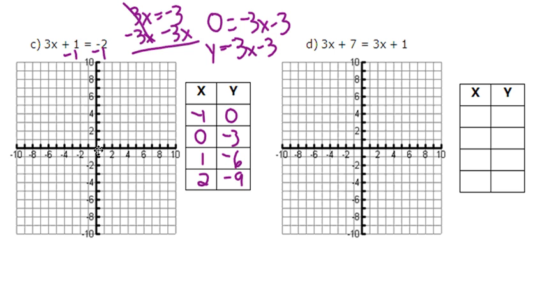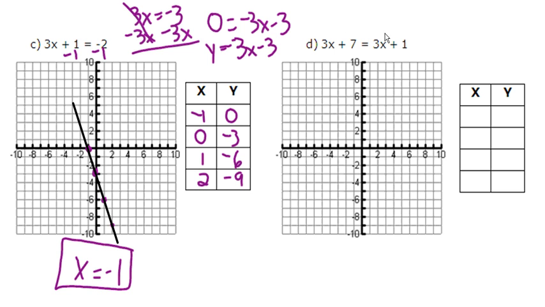So I'm going to plot my points: (-1, 0), (0, -3), (1, -6), (2, -9). I'm going to draw my line. And I can tell it crosses the x-axis at -1. So my solution is x equals -1.